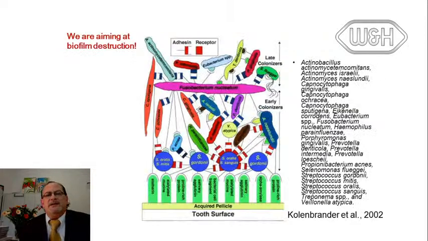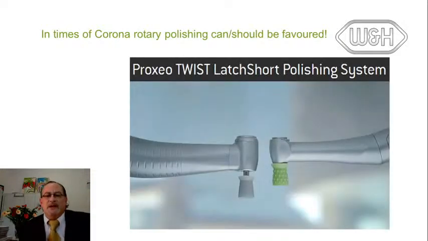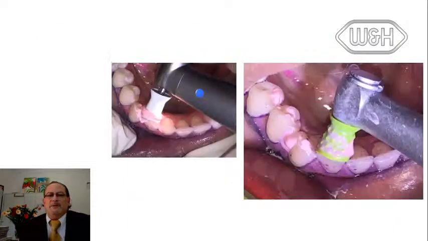What we are aiming at is biofilm destruction. In times of Corona, rotary polishing can or should be favored. And here we get some help from W&H with the Proxeo Twist latch short polishing system. We can see immediately that we have a completely different, smaller construction height than we used to have with normal handpieces. And we can see it here in the direct comparison intraorally that it is much more comfortable when we are using this short latch polishing system.